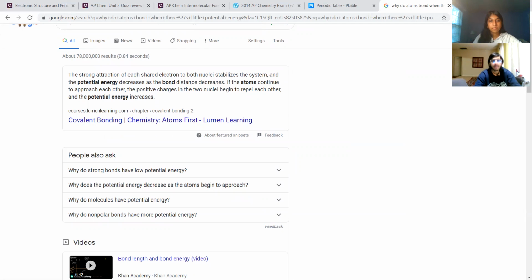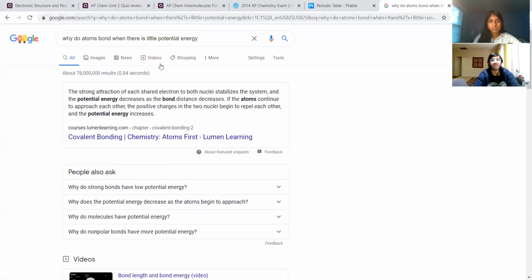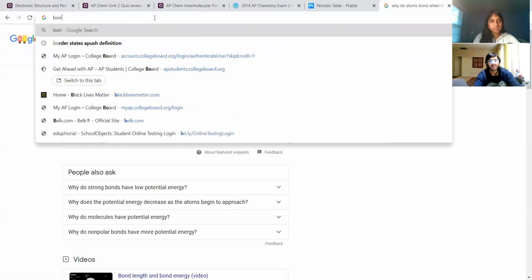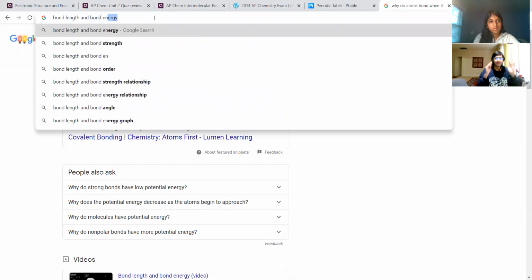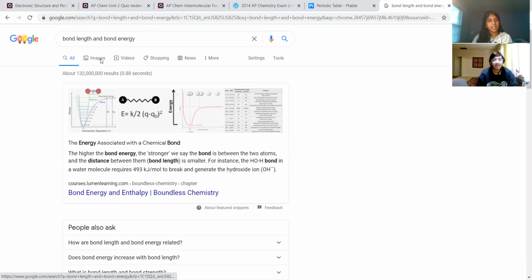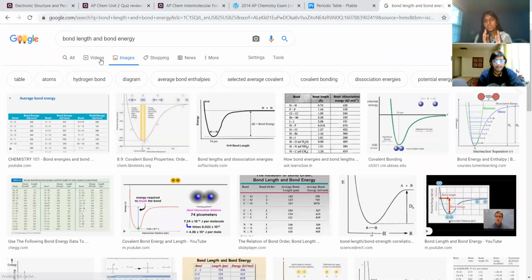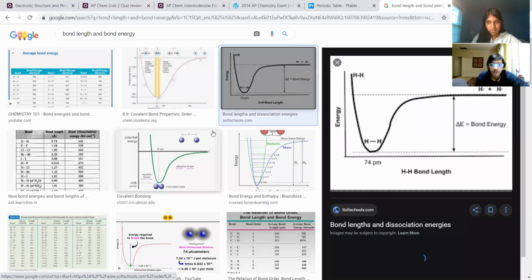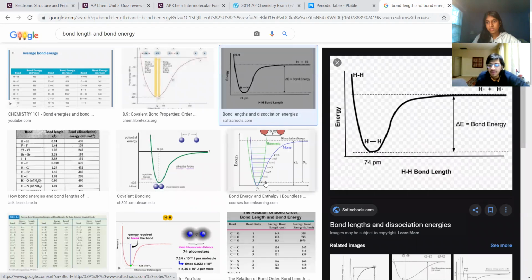Search up bond length and bond energy graph. This was an FRQ on the AP exam last year, and I remember I saw it on the CED, the course exam description, at the very end. I'm pretty sure that on this graph, when the bond length is smaller, there's a higher energy, right? Yes, there you go. So whenever your potential energy is minimized, that's when they're more likely to bond. Do you see that chart? Yeah, that's what we learned.